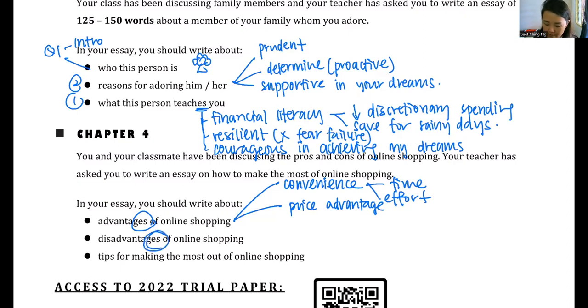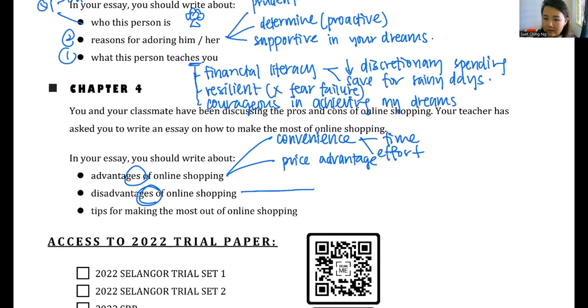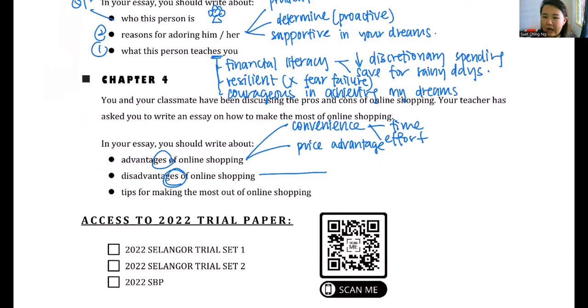Disadvantages of online shopping, what do you have? Number one, inaccuracy of products, illustration. That means like your restaurant food, correct? They say what? Picture is for illustration purposes only. You like the picture so beautiful, but when it comes to your hand, it's actually something different entirely. That may be something as well.